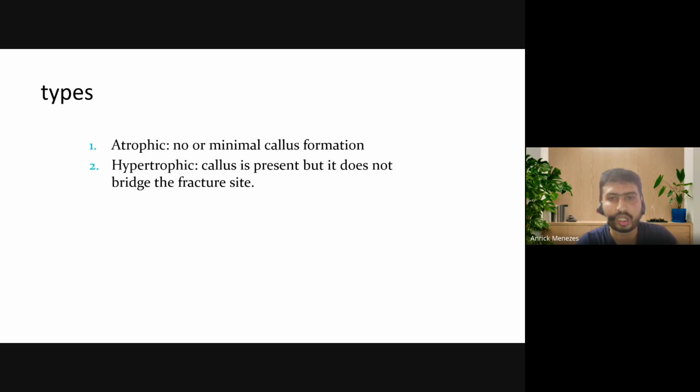Atrophic and hypertrophic, I told you. Atrophic is the biological problem. Hypertrophic needs stability. Callus is present, but it does not bridge the fracture site, so you are focusing more on stability. Here in atrophic non-union, there is no callus formation at all, or no initiation at all, so then we need to do bone grafting.